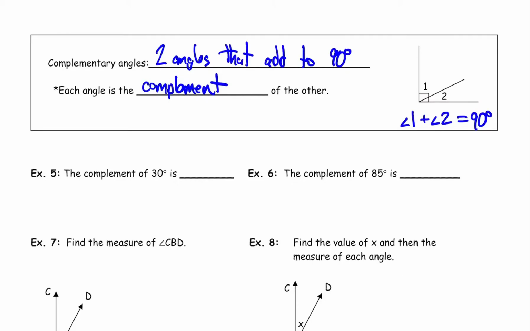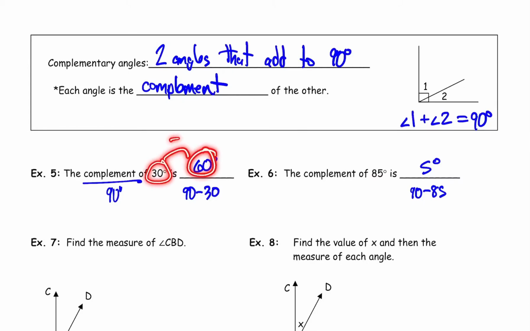So for this first group of examples, it's simple math. If I want the complement, so we have to understand complement means adds to 90 degrees. I want the complement of 30, that's going to be 60 degrees. Well, how did I get that? I just took 90 minus 30. If I want the complement of 85 degrees, I'm going to take 90 minus 85. So that's 5 degrees. Basically, when you talk about complements, the two of these have to add up to 90 degrees. Same thing here. Two of those have to add up to 90 degrees.